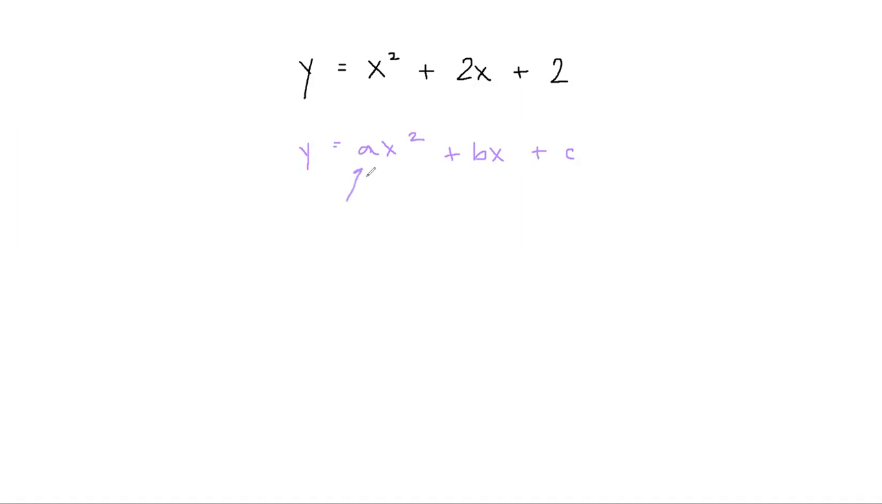For instance, a tells us whether the graph opens upward or downward, and this is dependent on the positivity or the negativity of a. C, on the other hand, tells us the y-intercept. B by itself doesn't tell us anything. However, negative b over 2a tells us the x-coordinate of the vertex.